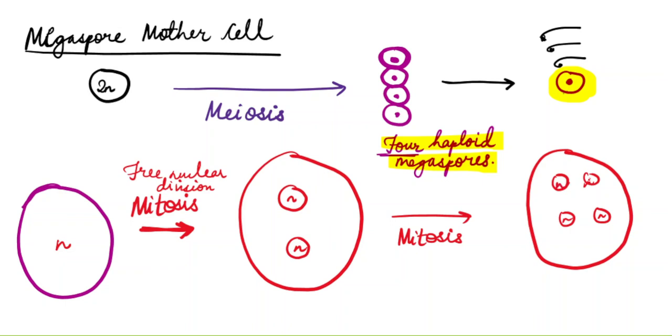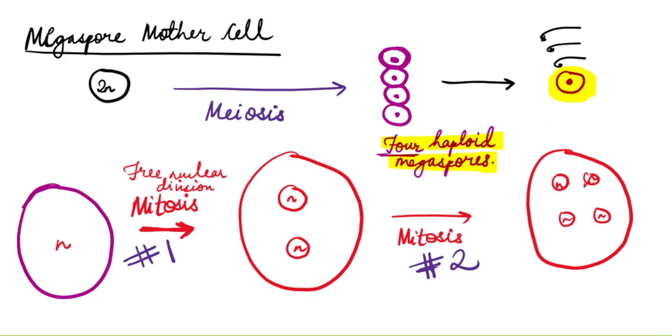Okay, all will be haploid. So you can see that this is mitosis number 1. Mitosis number 2 means the second time mitosis has occurred. For how many times is it occurring? If I move forward, suppose after this there is a third mitosis occurring. So I will write here mitosis again occurring here.